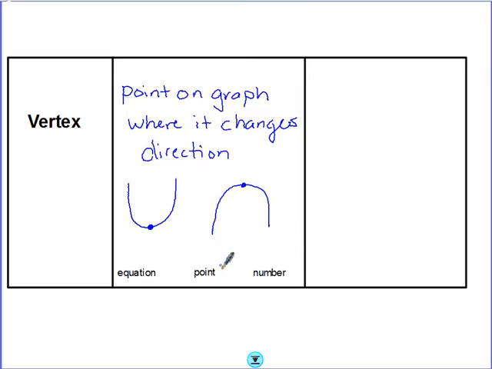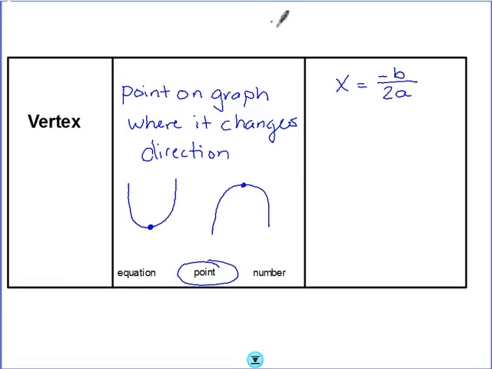Okay. Now in this chapter, how you write things is very important. So you need to understand that the vertex is a point, which means anytime you are asked for the vertex, you need to write an ordered pair. And here's how we find the vertex. This handy little formula, x equals negative b over 2a.